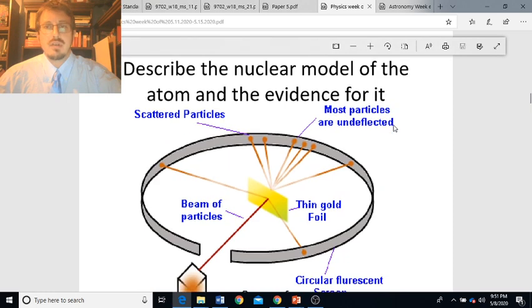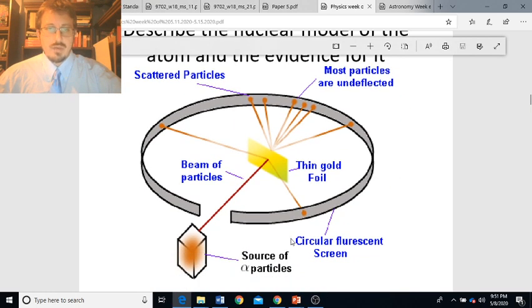All right, describe the nuclear model of the atom and the evidence for it. If you remember the gold foil experiment, we usually refer to it in chemistry classes. Sometimes they'll refer to that as Rutherford's alpha scattering experiment. So a beam of alpha particles, which are positively charged, most of them go straight through. Most particles are undeflected. That's one conclusion. Some particles are scattered off by a little angle. And very few particles are scattered at large angles, almost bouncing back towards the source. Those are the 3 conclusions that were reached when Rutherford bombarded this thin piece of gold foil with alpha particles, which are just helium nuclei.